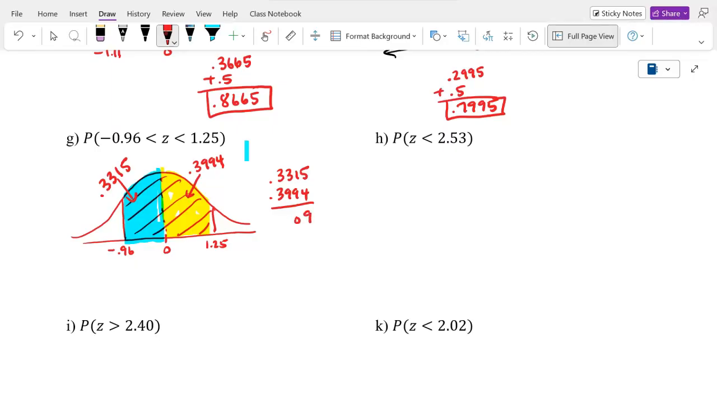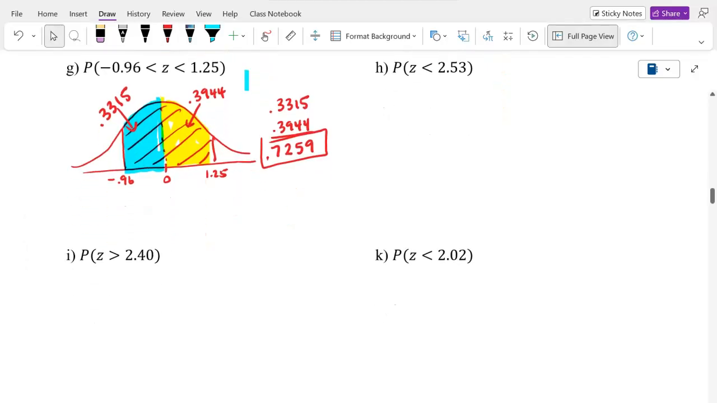Let's see, 9, 10, 13, 7. I think I wrote something down wrong. 3315. Oh, 3944. Excuse me. 3944. My bad. Were you screaming at the screen? I hope not. All right, when we add them together, we get 0.7259 is the correct answer. All right, what else can we do with these? And again, you've already watched the normal probability table videos, and this will help. It's just us kind of reviewing it a little bit more.